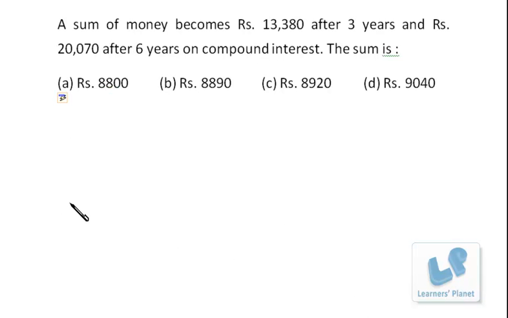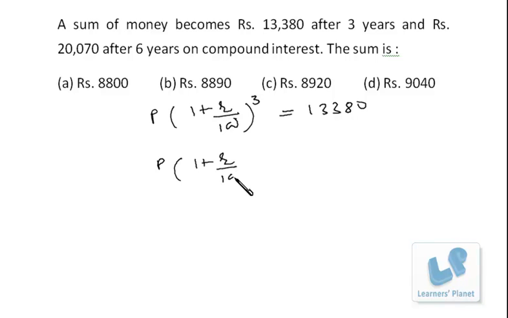Friends, let's now try the sum. A sum of money becomes rupees 13380 after 3 years and rupees 20070 after 6 years on compound interest, and we have to find out the sum. Okay. Now the formula for compound interest we already know. I just put the value directly. P into 1 plus R by 100 raised to 3 is 13380 and P into 1 plus R by 100 raised to 6 is 20070. It's not necessary to write these expressions. You can just assume them.